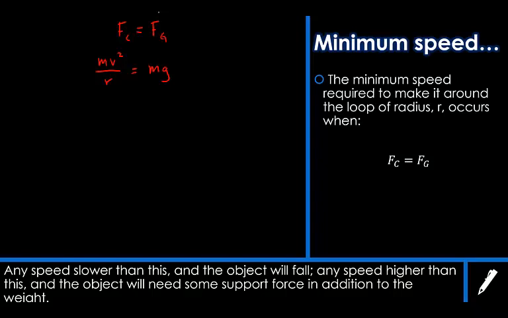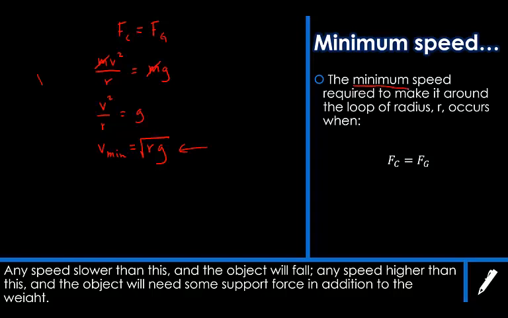Okay, we can rearrange this for speed to get an equation for the minimum speed. So we see v squared over r is equal to g. So v min will be equal to the square root of rg. So this is a key equation. This equation tells us the minimum speed required to make it around the loop.